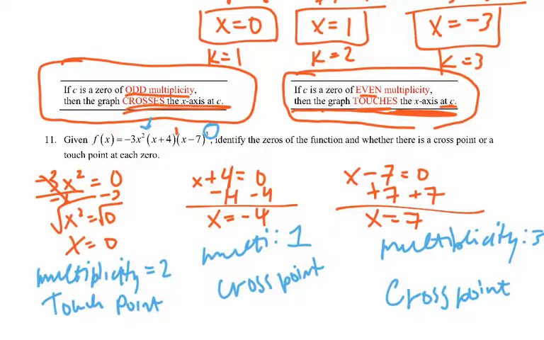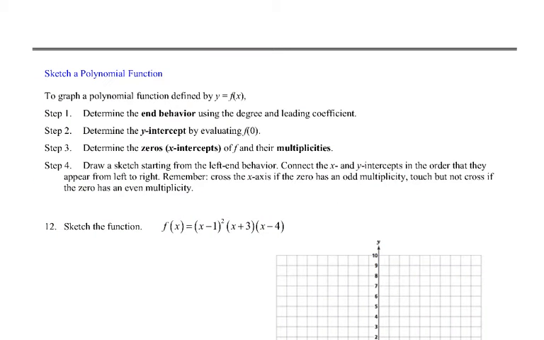I'm going to start abbreviating touch point with a TP, not toilet paper, touch point. And I'm going to abbreviate cross point by CP. Okay, just for when I'm writing it. All right, so now that we've done all this work, we can sketch graphs of polynomial functions.